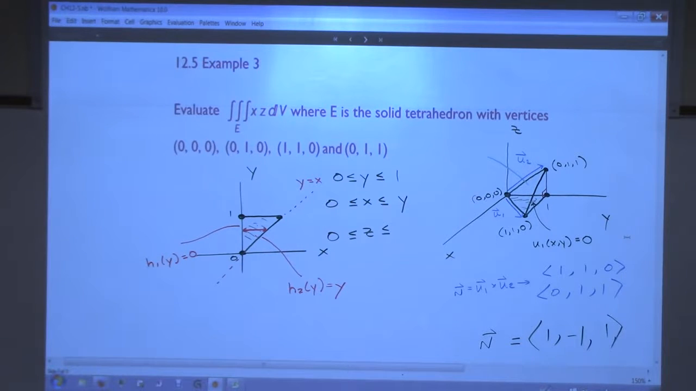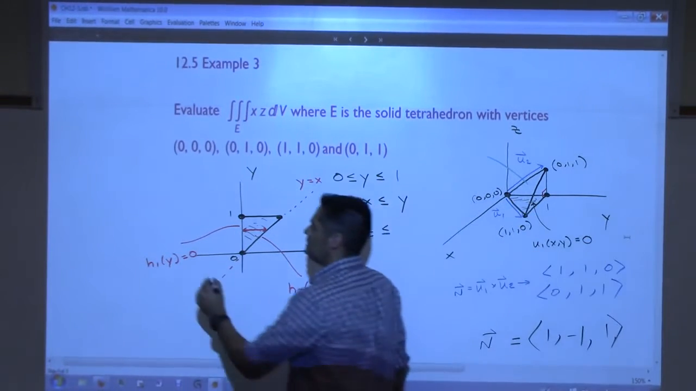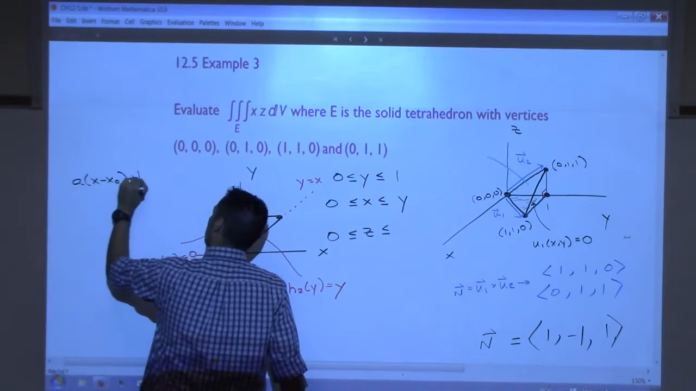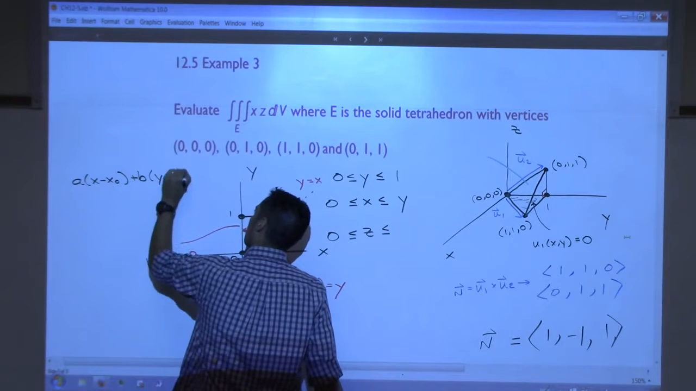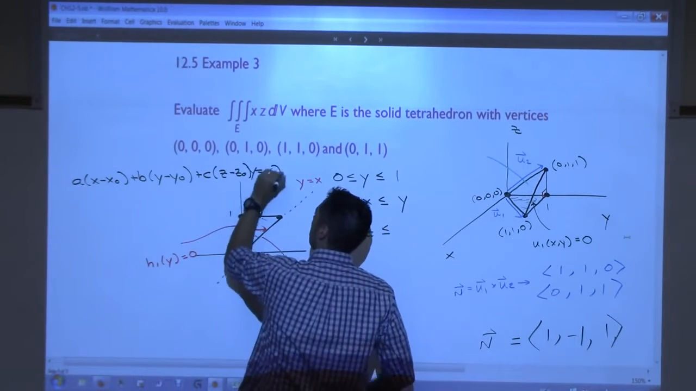We need a normal vector. We need a point on the plane. Do we have a point on the plane? Let's go with 0, 0, 0. It's the nicest one, right? So the equation I'm using, if you've forgotten because it's been so long, remember that equation?